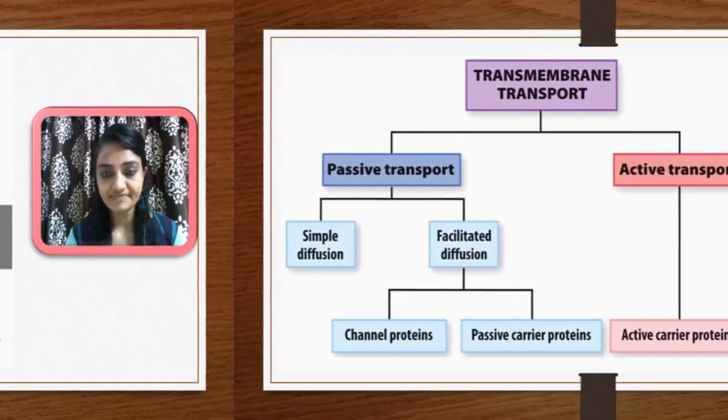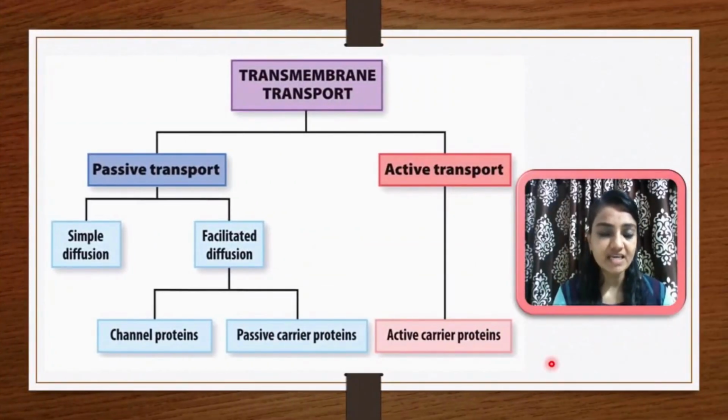Now let me summarize all types by using this tree. Here you can see transmembrane transport can be divided into two groups, passive transport and active transport. What is passive transport? Passive transport is the transport in which energy utilization does not occur, and it is always from higher concentration to lower concentration. This is the definition of passive transport. And what is active transport? Active transport is the transport in which energy is utilized, and it is always from lower concentration to higher concentration. This is the main difference between active transport and passive transport.